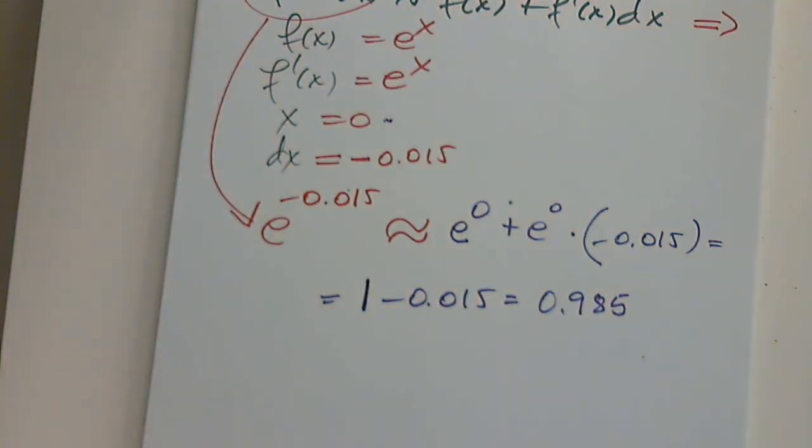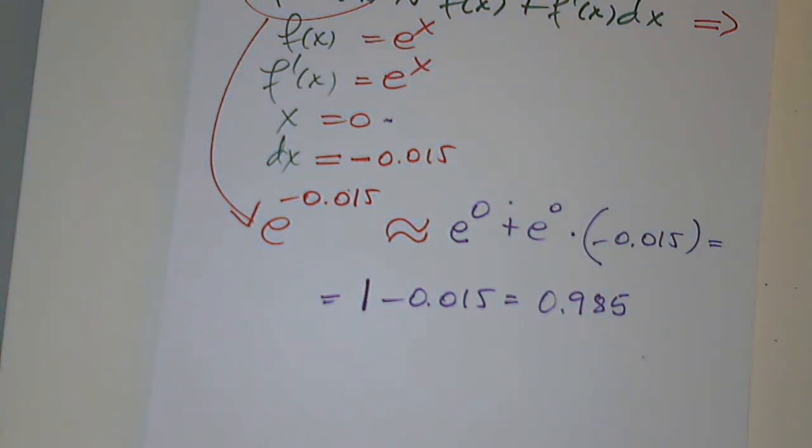Good, so let's plug it in. So we have e in parentheses negative 0.015. Pretty good? We got 0.985. And this is 0.9851, blah, blah, blah. Pretty good, isn't it? Okay. Any questions about differentials and estimating using differentials?